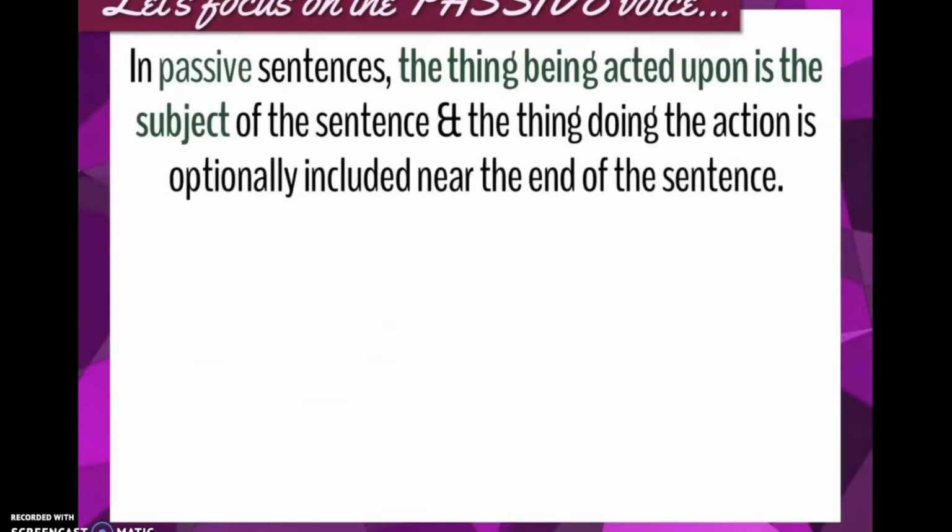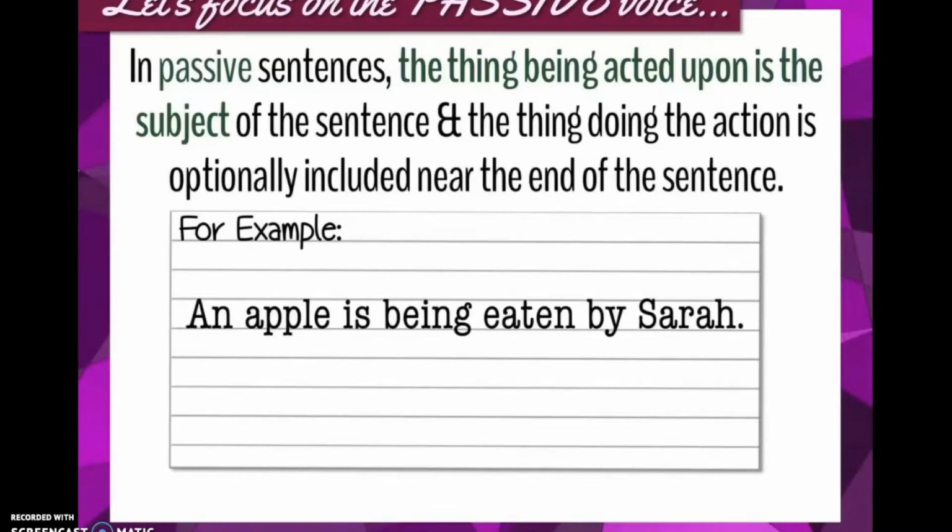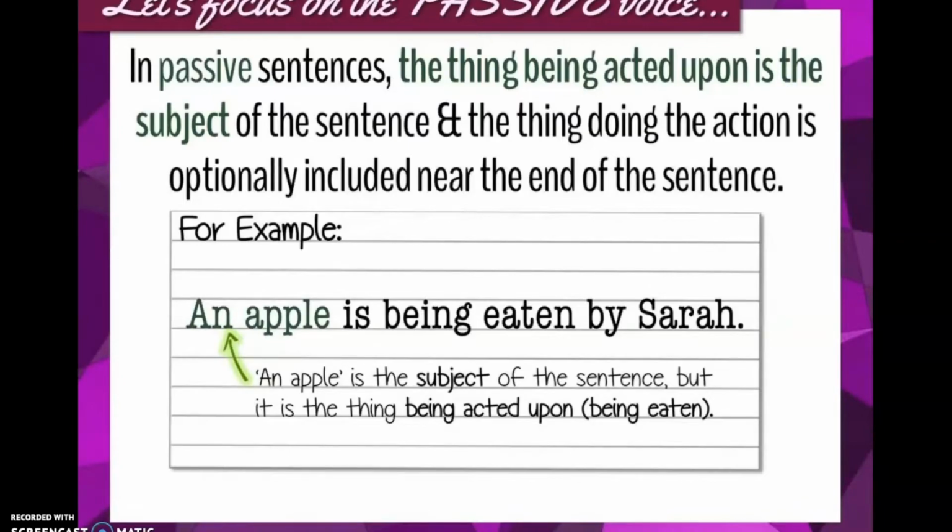Passive voice, however, is when the thing being acted upon is the subject of the sentence, and the thing doing the action is included near the end of the sentence. So passive is kind of flipped all around so that the actual subject doing something isn't at the beginning. For example, an apple is being eaten by Sarah. That is the passive version of the sentence that we just looked at. We just flipped it all around, so now it's passive. So now we have an apple as the subject of the sentence, but it is the thing being acted upon or being eaten. The apple is not technically doing anything. Sarah is the one doing the eating, so this is passive.